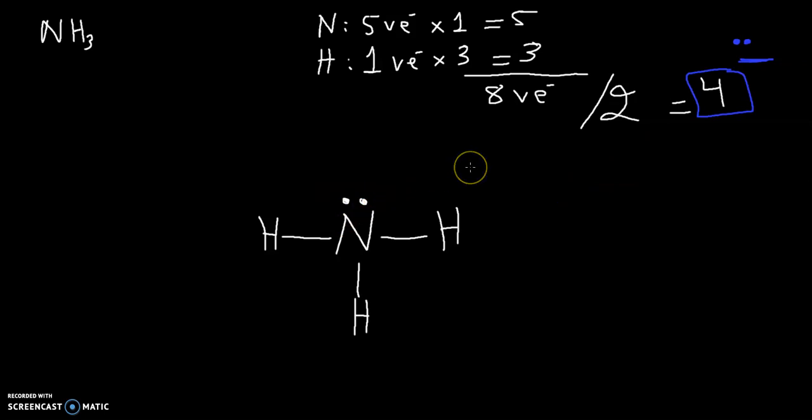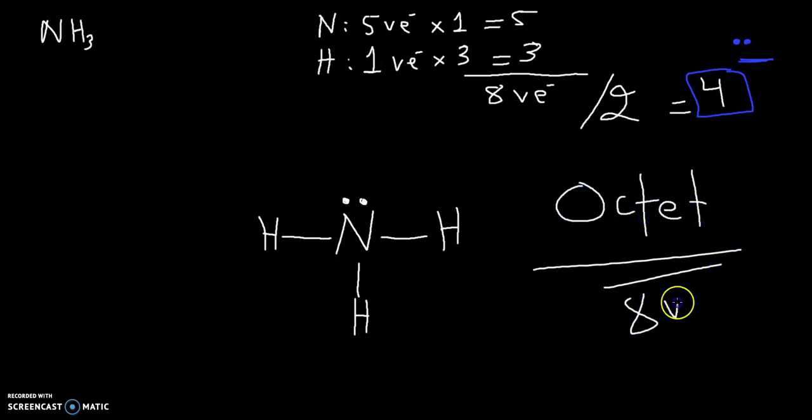Now the thing here is that every atom needs to satisfy the octet, so it should have 8 valence electrons, except hydrogen, of course. It's an exception. It should have 2. So if you count here, for nitrogen, 1, 2, 3, 4, 5, 6, 7, 8. It has full valence electrons, which is 8.